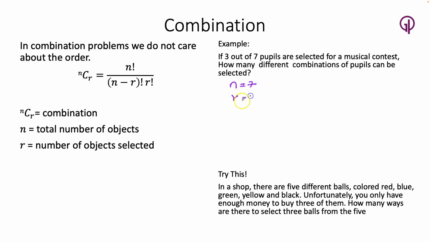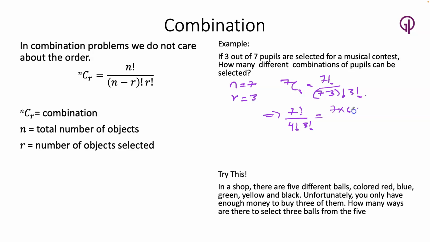R is what? 3. Okay, so 7C3 is equal to 7 factorial over (7 minus 3) factorial, and then 3 factorial. Here 7 minus 3 is 4 factorial, and then you have 3 times 3 factorial.